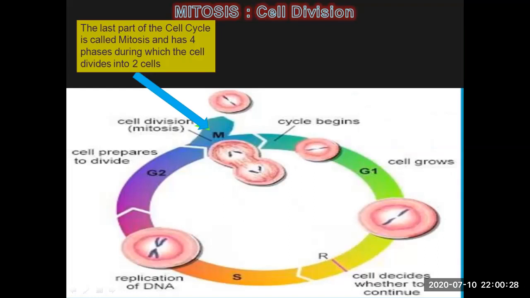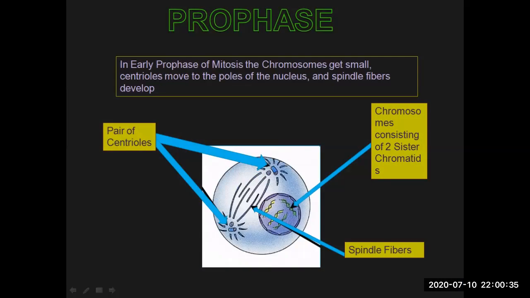The last part of the cell cycle is called mitosis and has four phases during which the cell divides into two cells. Prophase. It is divided into two parts, early prophase and late prophase. In early prophase of mitosis, the chromosomes get small, centrioles move to the poles of the nucleus and spindle fibers develop. Here, we can see in the diagram given below, a pair of centrioles moving towards the poles, chromosomes consisting of two sister chromatids, and formation of spindle fibers.